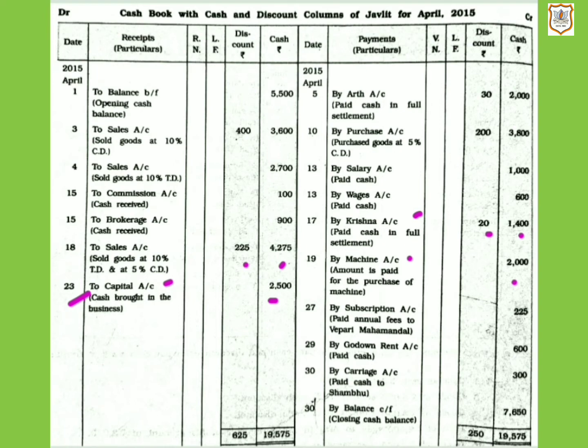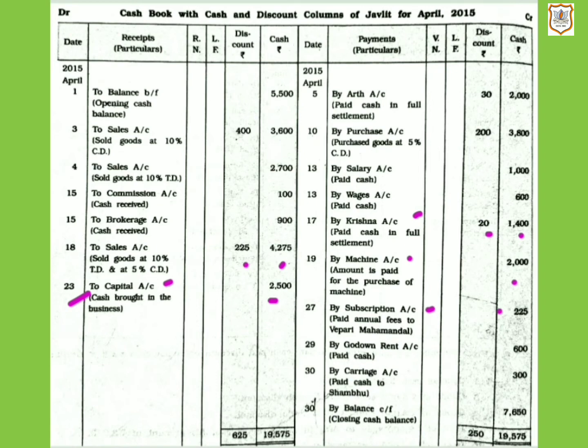The next transaction, date 27th. Rupees 225 paid to Vyapari Mahamandal towards annual fees. As it is annual fees, we can also call it as subscription. So we are making payment here, so we will record it on credit side. We will write in particular column by subscription account, and in cash column we will write 225.